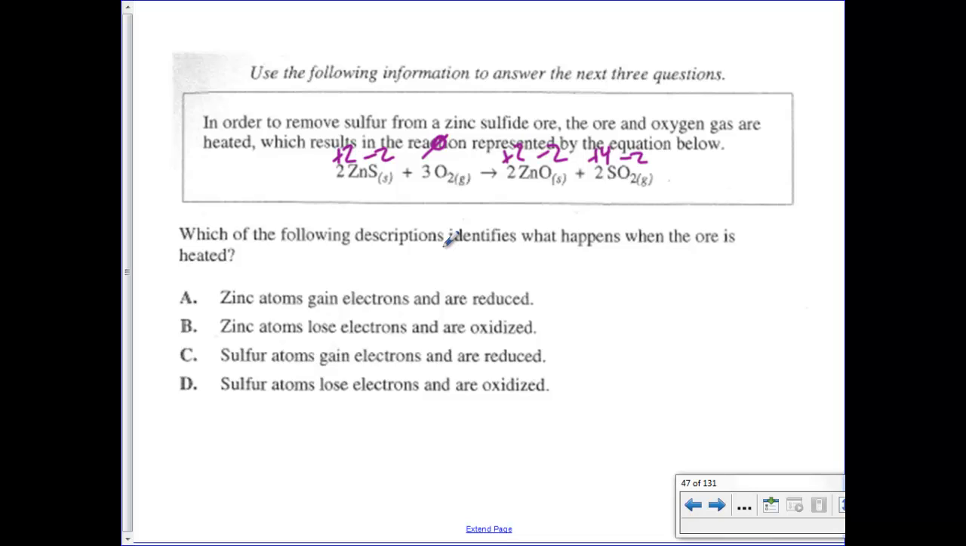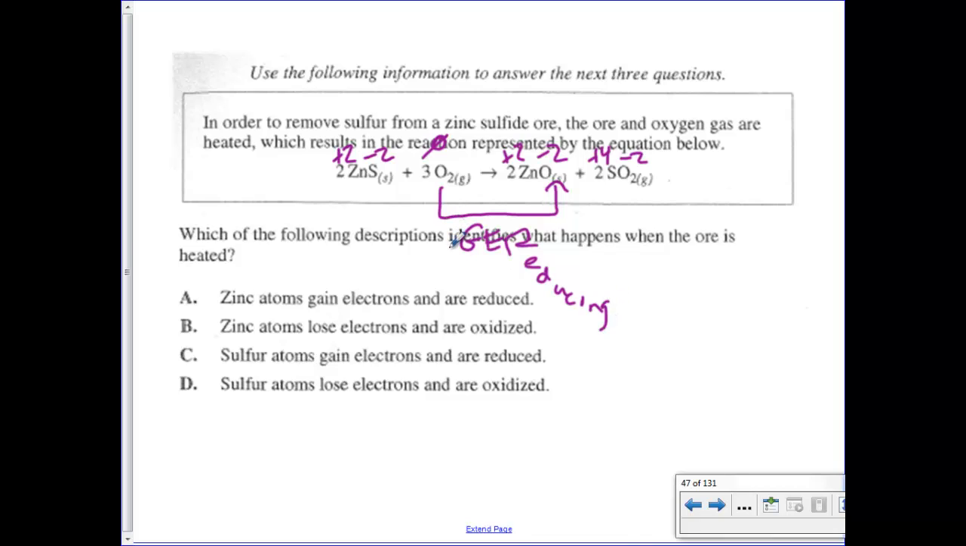What I did with you guys when I started the unit is I tried to figure out whose numbers are changing. Here you have 0, and 0 goes to say -2. Is that gaining electrons or losing electrons? Gaining. So that means oxygen must be gaining electrons, which means it must be reducing.